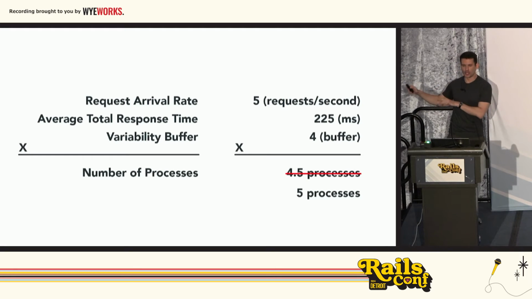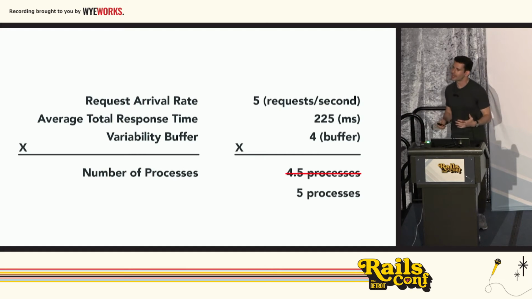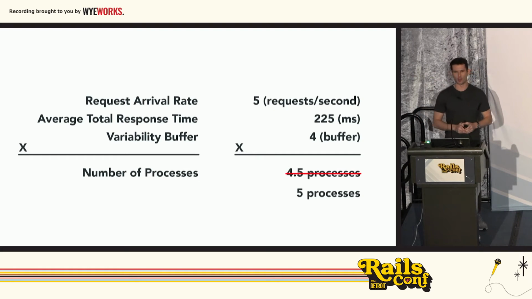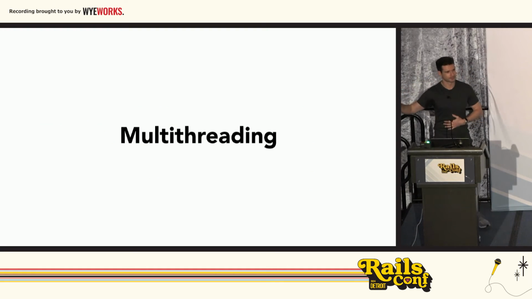So now that we have a good handle on how a process running a single thread operates, and a good handle on understanding how many of those processes we might need online to handle various traffic patterns, let's talk about another scaling option that we have available to us: multi-threaded processes.